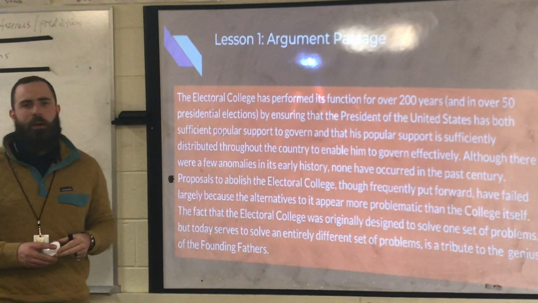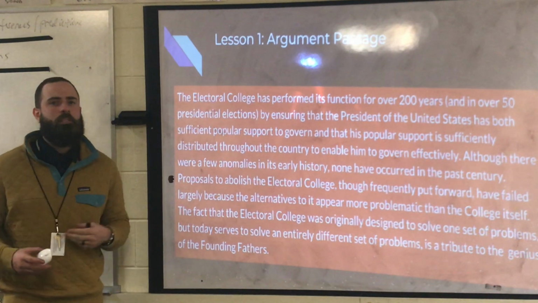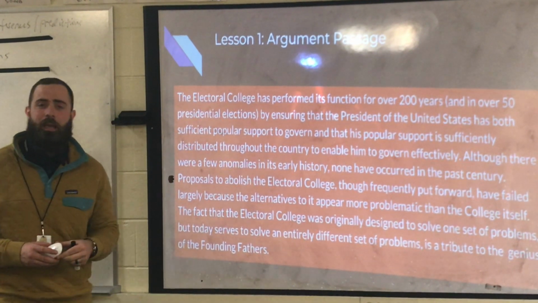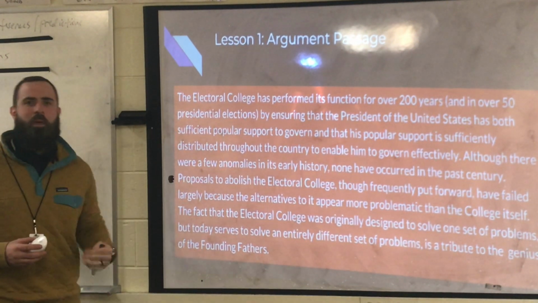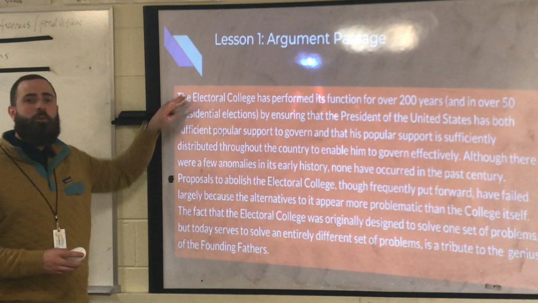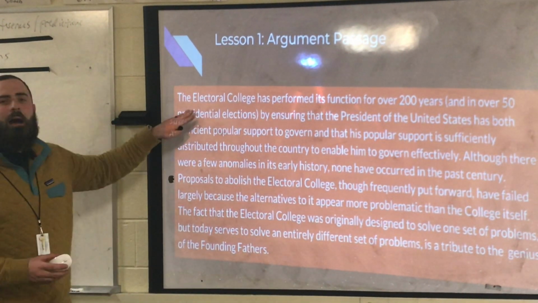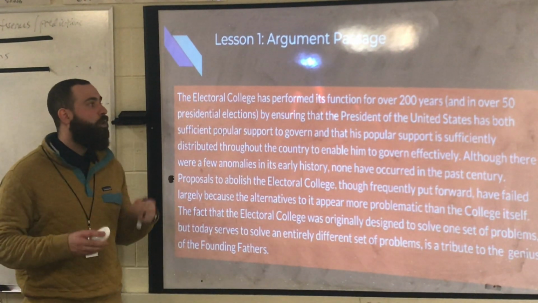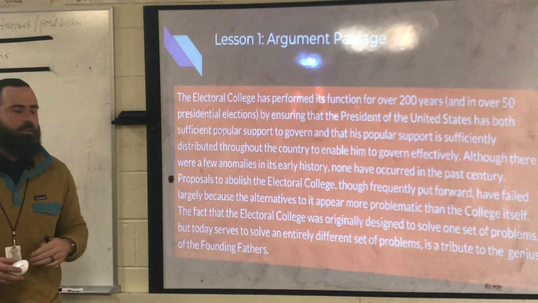So now that you've read through the paragraph on the Electoral College, we'll go through those 3 questions. But again, the first thing we want to identify is what is the argument that the paragraph is making. Again, we usually want to look at the beginning of the paragraph and the end of the paragraph. So let's look at the 2 assertions or the 2 arguments that could possibly be made. At the beginning of the paragraph, the argument would state the Electoral College has performed its function for over 200 years. And then it goes on to talk about support.